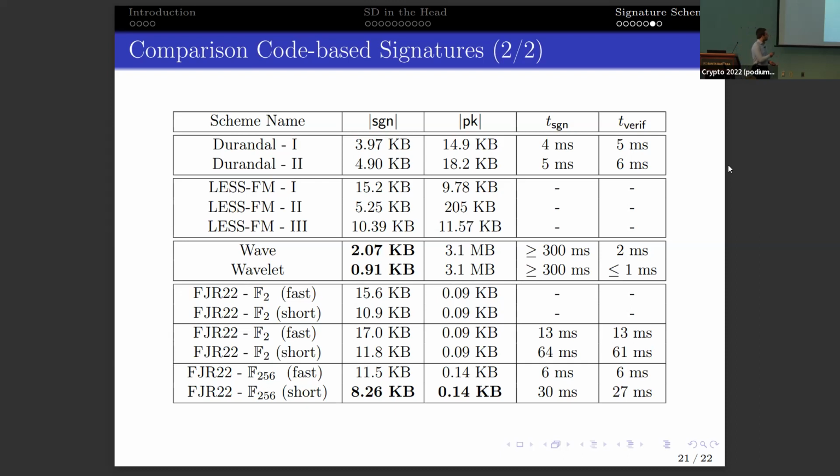Now, let us compare our scheme with all the other code-based signatures. We are far from having the smallest signature size. However, in some use cases, we need to take into account the size of the public key. And if we compare all those schemes regarding the sum of the size of the public key and the signature, we outperform all those schemes. We can produce a signature for which the sum is below 10 kilobytes.